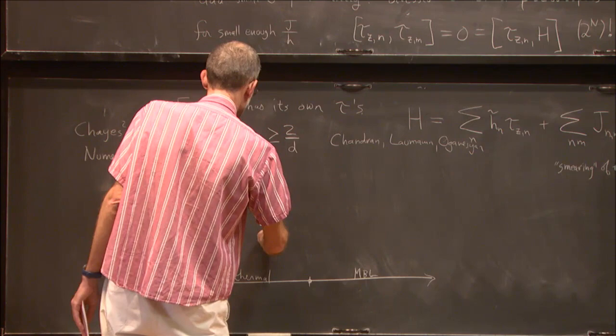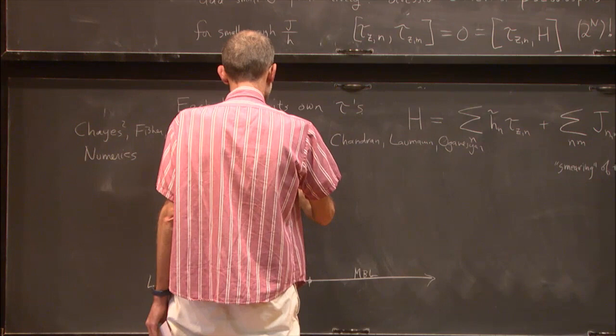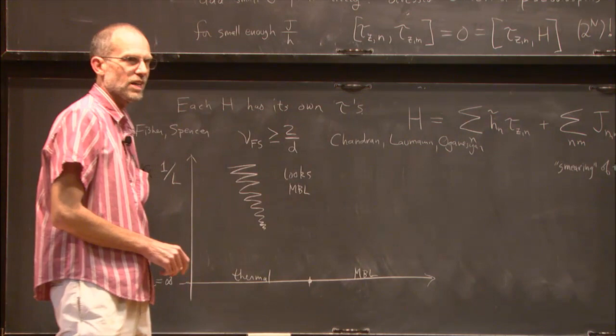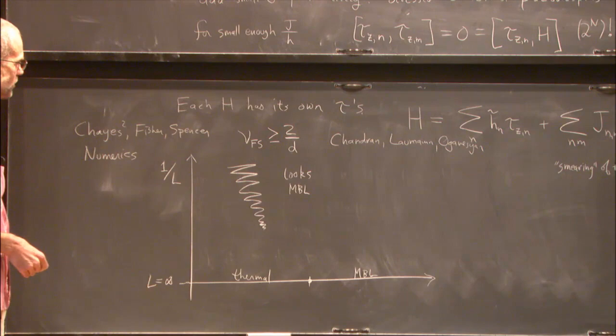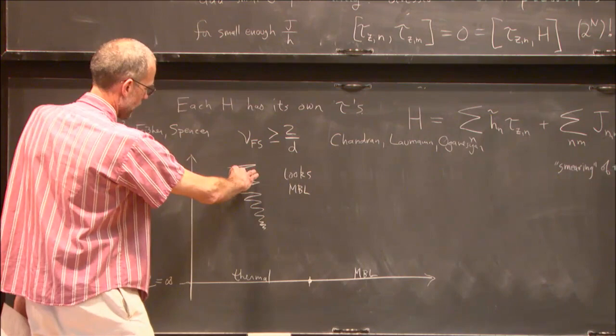So it sort of looks like this, right? There's a thermal regime over here, MBL over here. Above the critical point, it looks MBL in basically all respects we've looked at. And this is sharpening up faster than these allow. I drew it sharpening up pretty quickly, and that's actually sharpening up definitely fast.